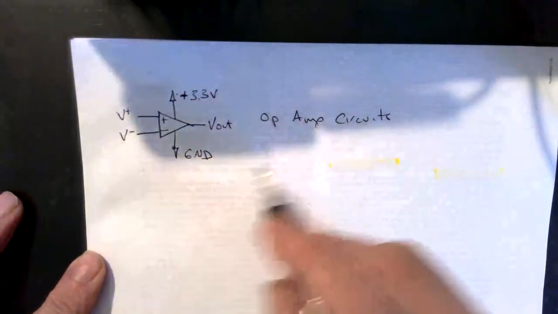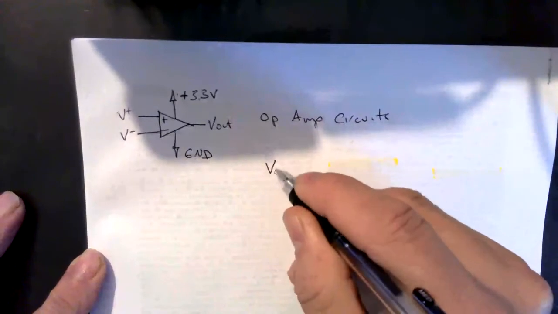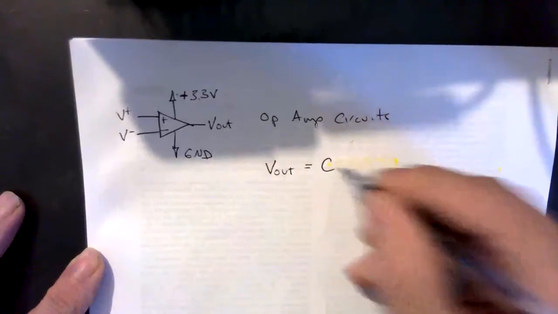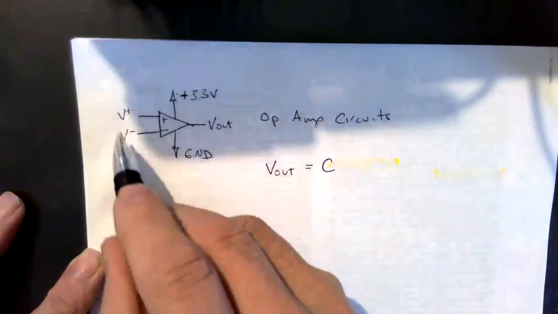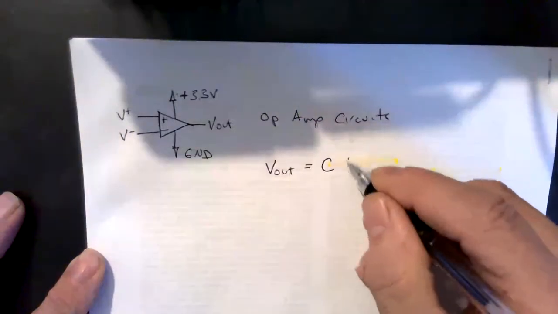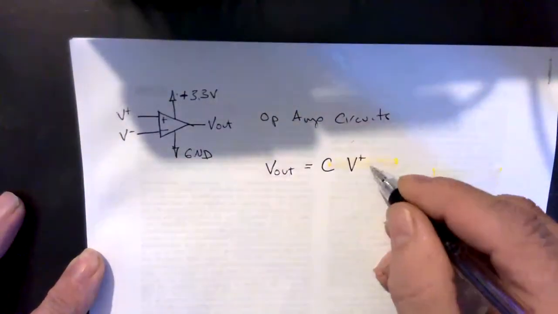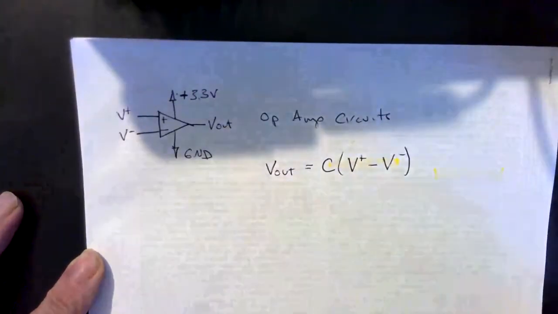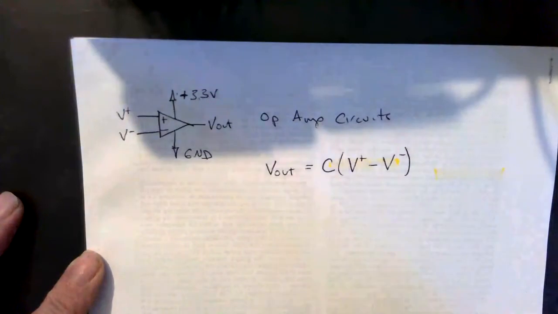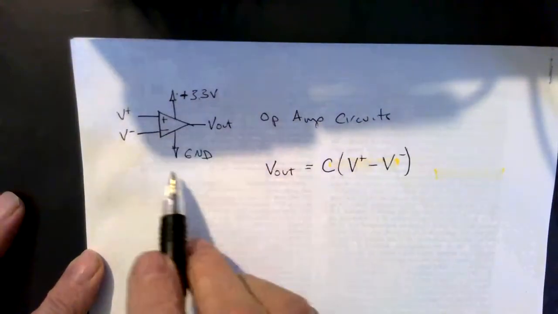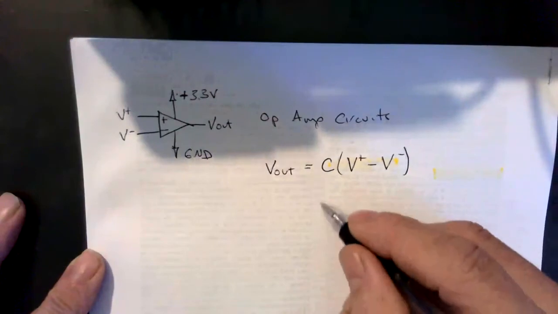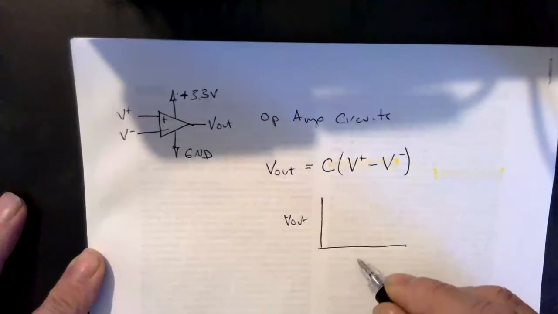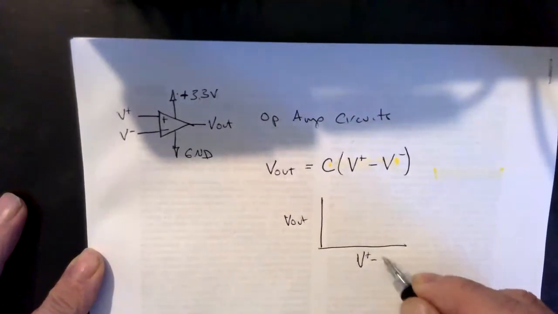And for an op-amp, the output, V output, is going to be equal to a constant times the difference between the input voltages, the non-inverting voltage minus the inverting voltage. Okay. All right. So that being the case, if we constrain this between 3.3 and ground, what is the output as a function of the input? V plus minus V minus.